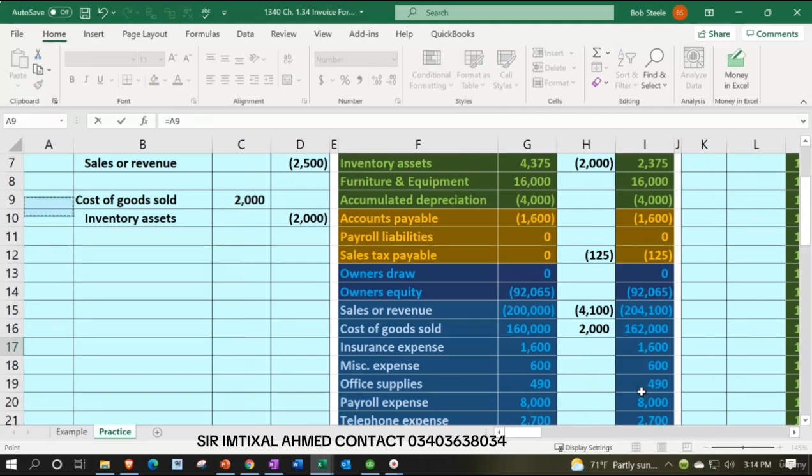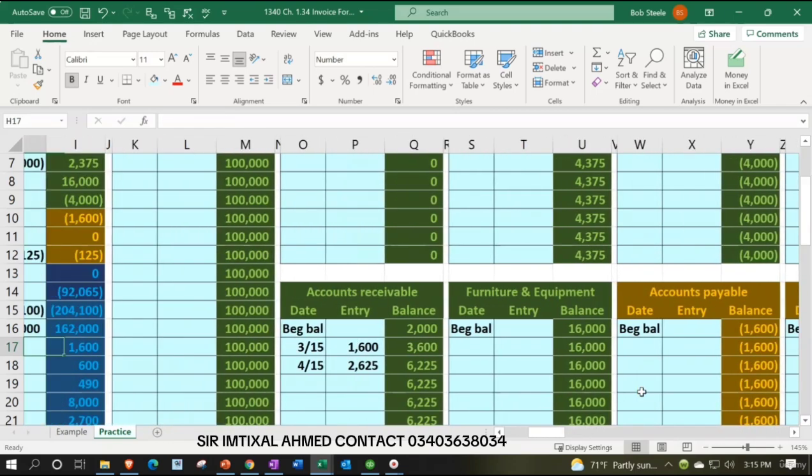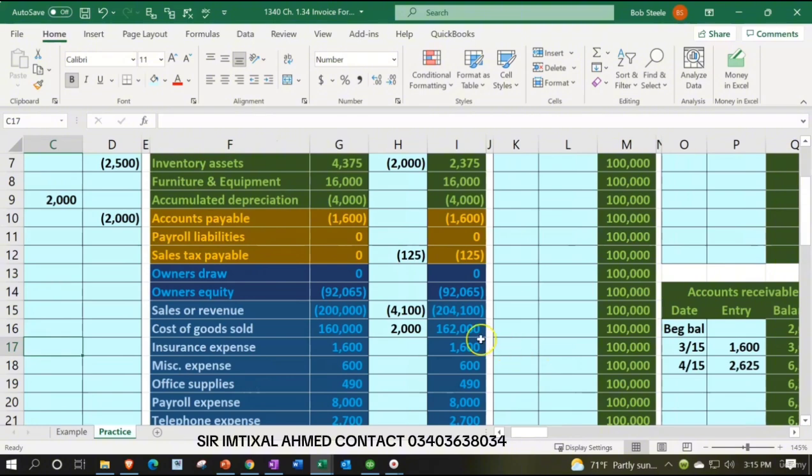There's the wall. And then we're going to go, don't hit it too hard, but we're going to say 2,000. There we go. We got the 160,000 plus the 2,000 increasing to 162. That 162 should be on the trial balance. There it is, the 162.